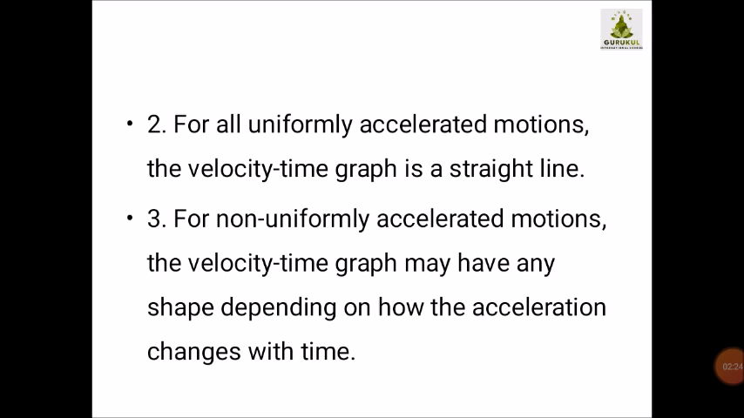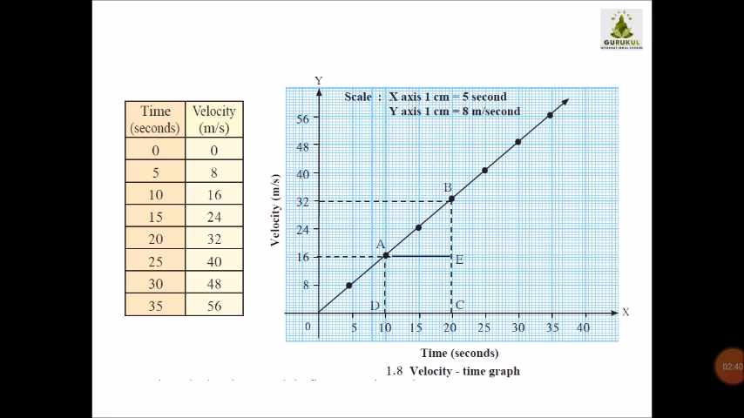Now the second thing you should understand, the second point, you can write it somewhere or highlight it. For all uniformly accelerated motion, the velocity time graph is a straight line. Okay, for explaining this once again, I am going to my graph page, and here you are able to see that there is a straight line because it is uniformly accelerated motion, and for every uniformly accelerated motion the graph will be a straight line.